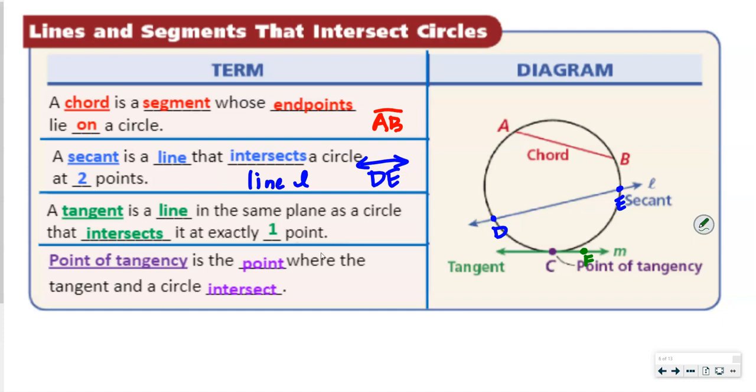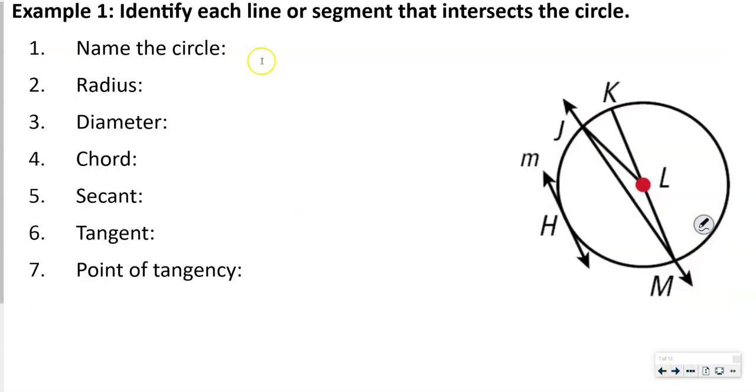Now, the tangent could be called line M, or again, we could call it CF, okay? Just another way. And remember, it has arrows over top of both ends of that because it's a line. The point of tangency C is the point where the tangent and the circle intersect. Point right here, point C, okay? All right, now, we're going to work this one together, and then I'm going to have you guys do one more by yourself.